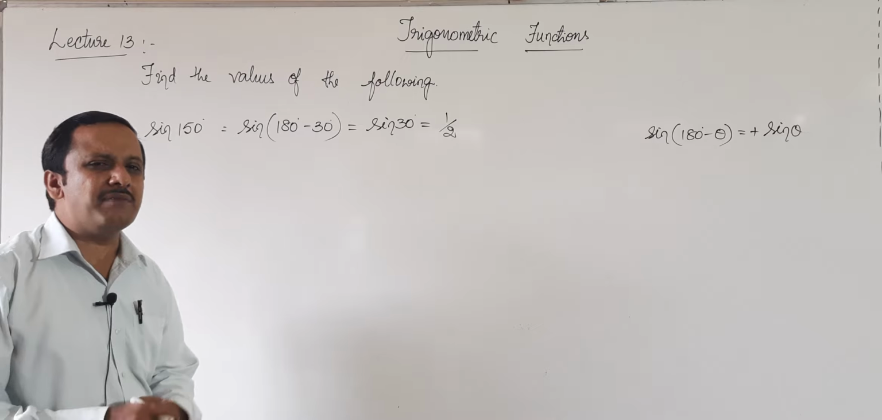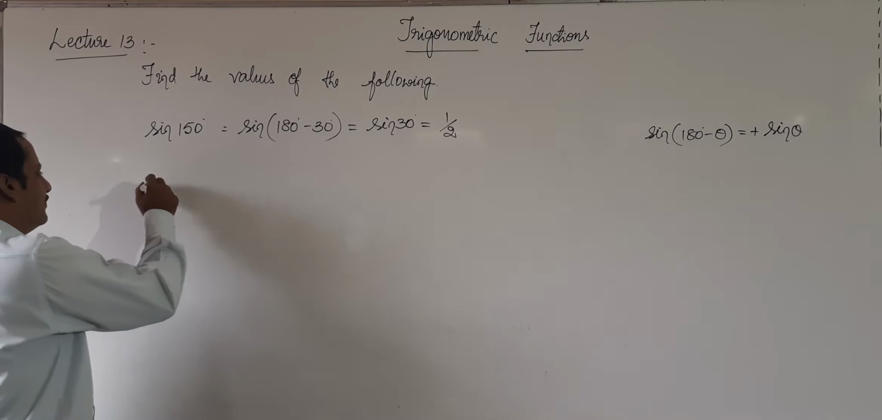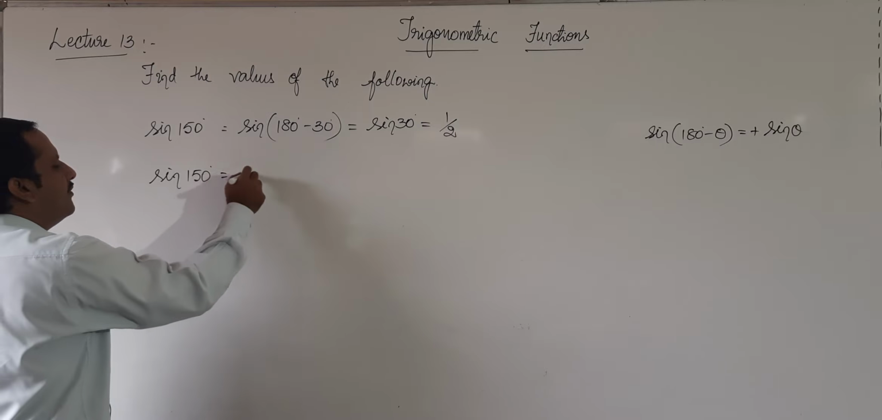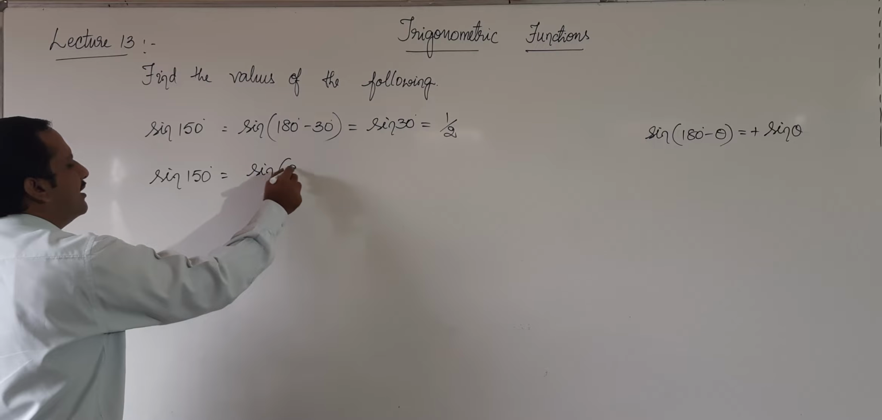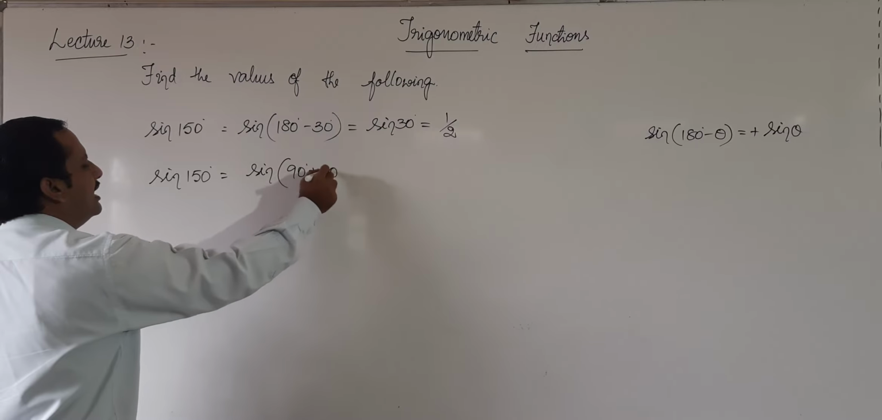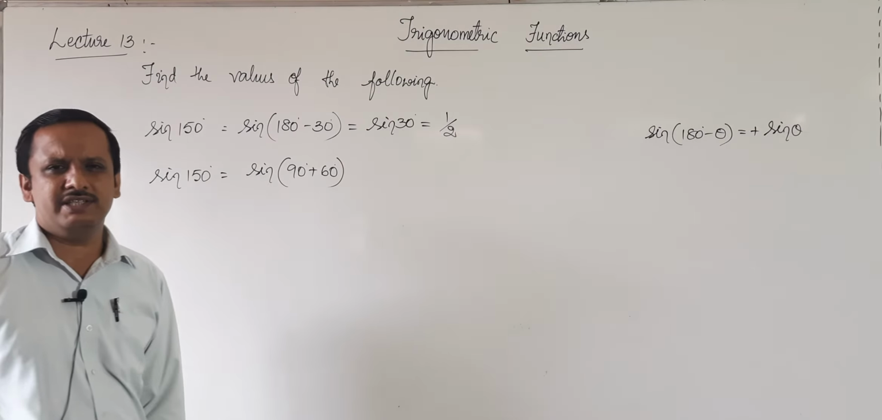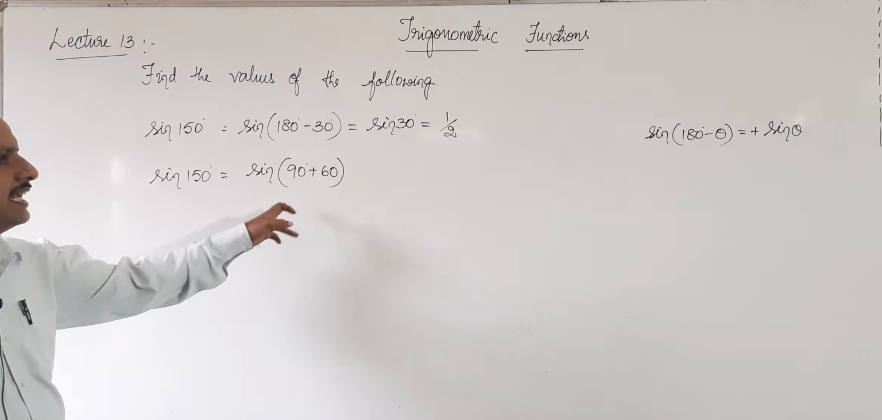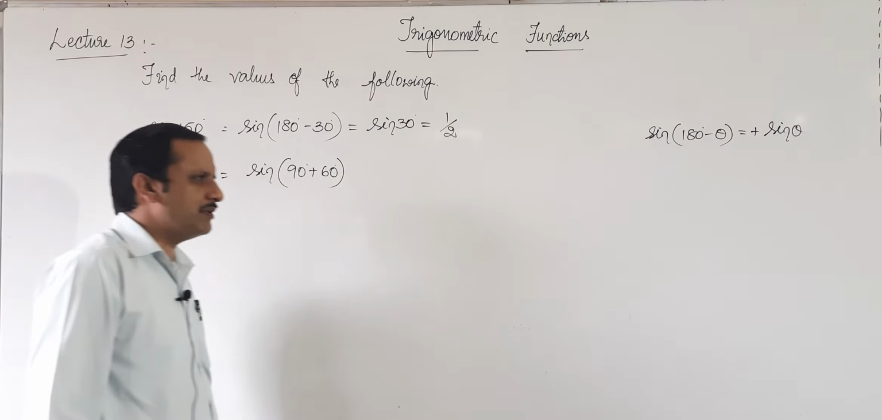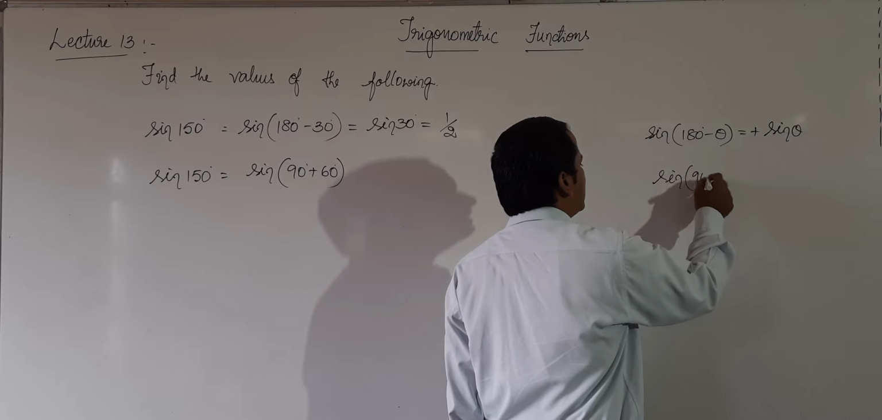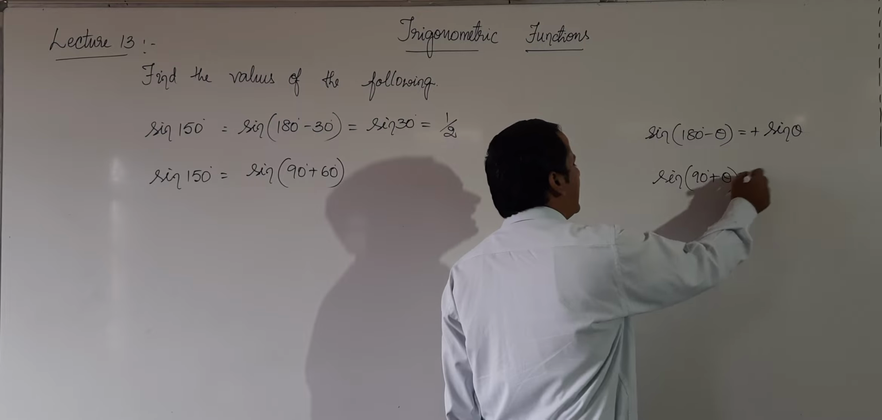The same problem can be solved in another way also. That is, instead of writing 150 degree as 180 minus 30, I will write this as 90 plus 60. 150 degree can be written as 90 degree plus 60 degree. Now, this looks like sine 90 plus theta. What is sine 90 plus theta? You know that formula also. Sine 90 plus theta.